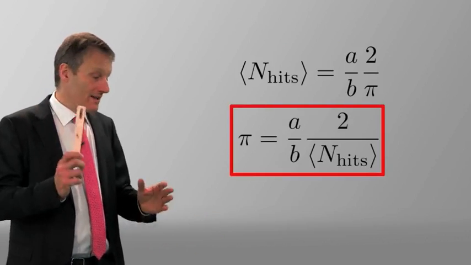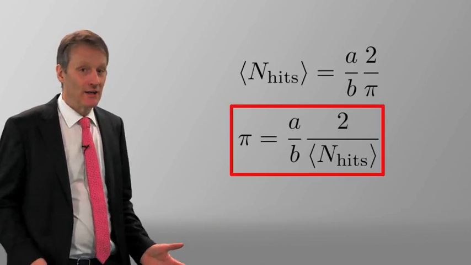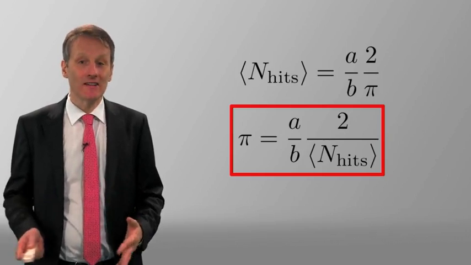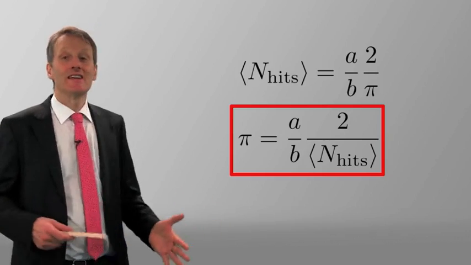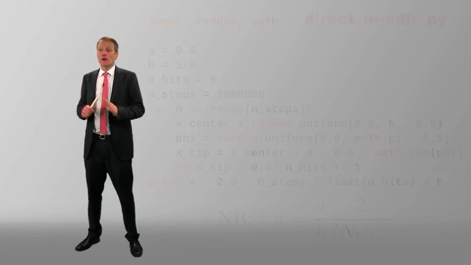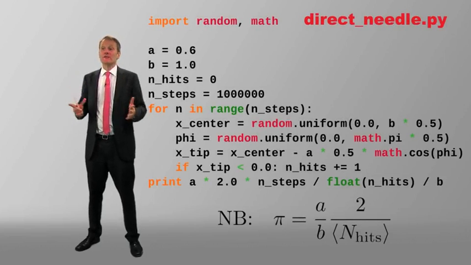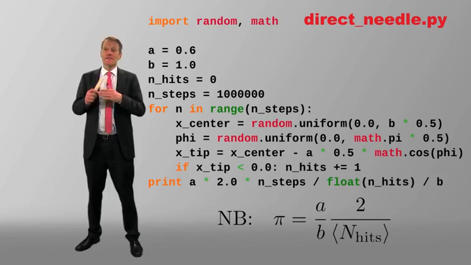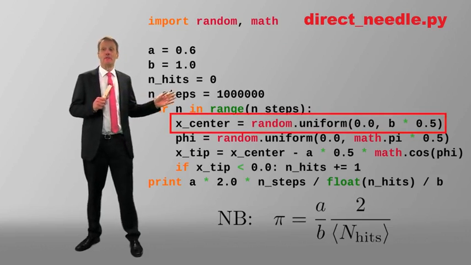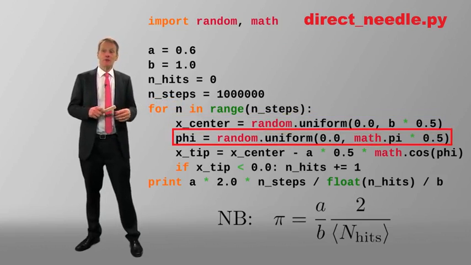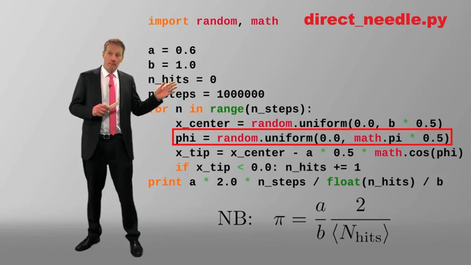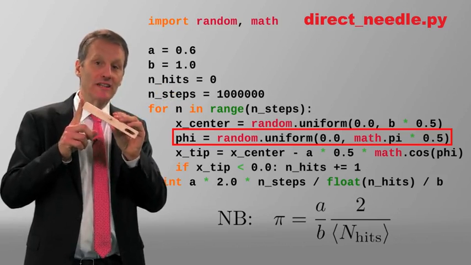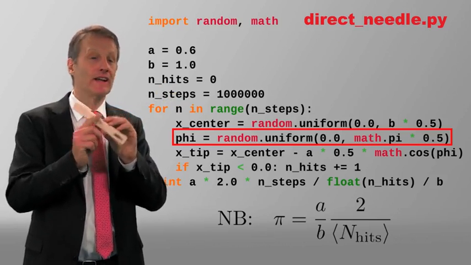So by throwing needles onto a parquet, we can compute the number pi. This is what has fascinated many people since 1777. We can now write a program to do the Buffon experiment ourselves. It suffices to sample x between 0 and b over 2 and phi between 0 and pi over 2, and then it is necessary simply to check whether the tip of the needle is on the other side of the crack as shown here.